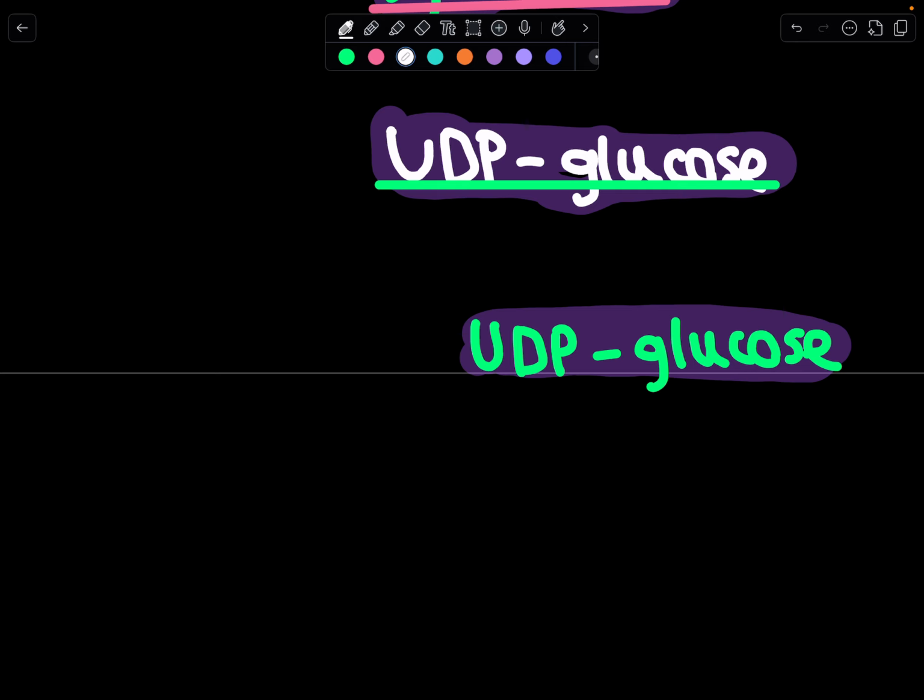So how come glycogen synthase adds glucose units in an alpha-1,4 and not in an alpha-1,6? How do we add things in alpha-1,6?